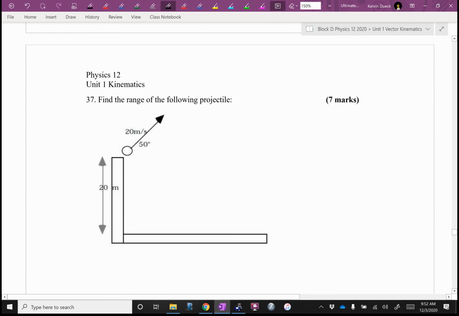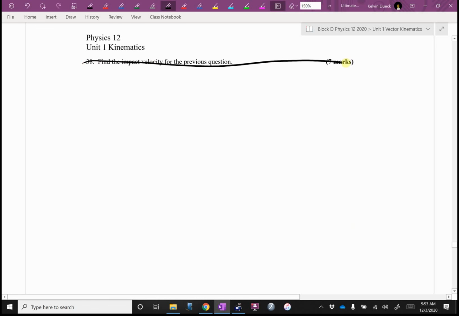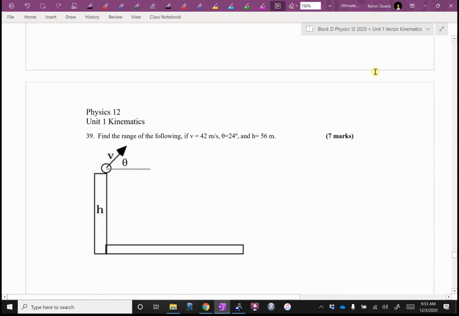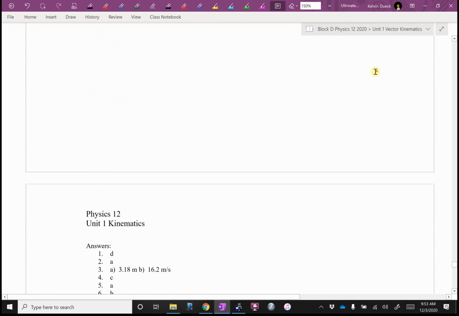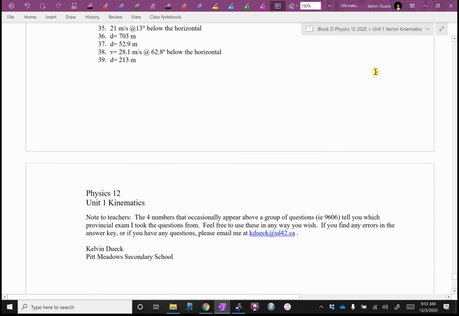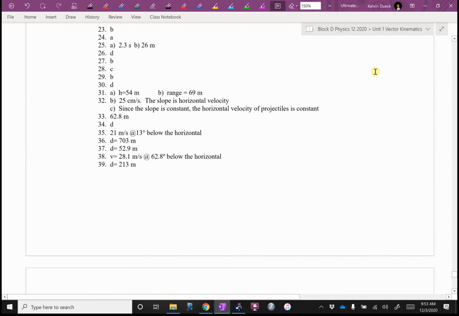But 37, you're going to get one like 37 on your test. Cliff at an angle, find the range. So I like 37. 38, find the impact velocity. You can skip this one if you want. 39, you're going to find one like 39 on your test. Cliff at an angle, find the range. And then there's the answers there. And I've shown a full handwritten answer key showing all my steps. Okay?